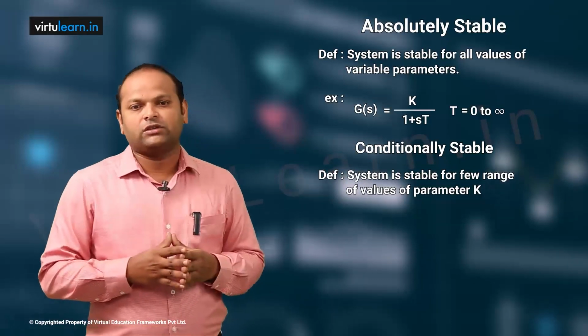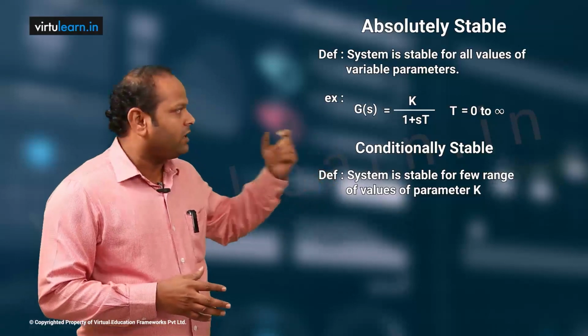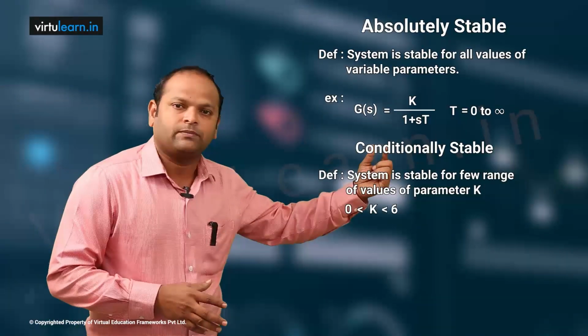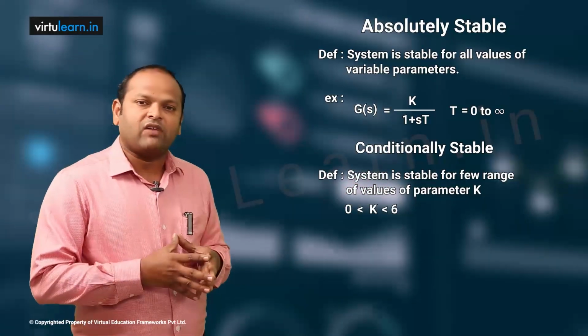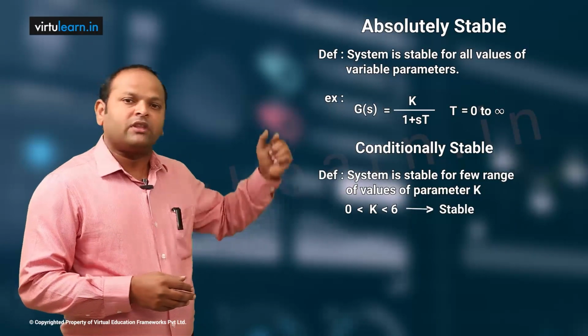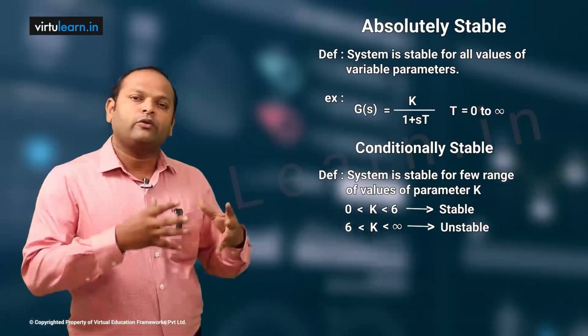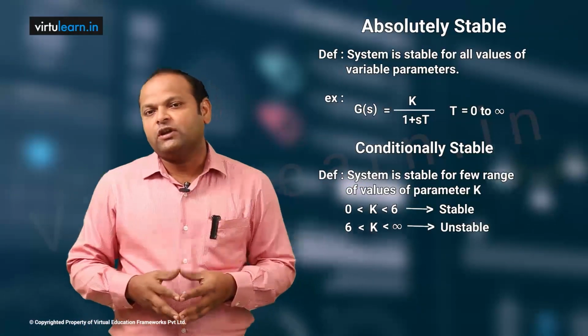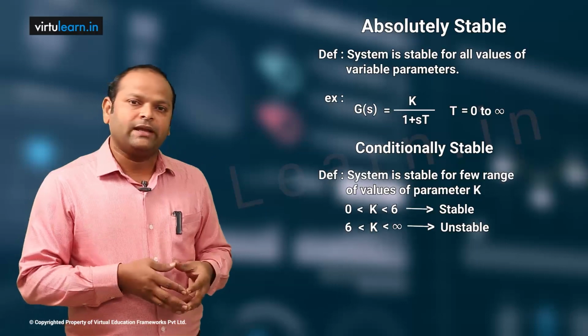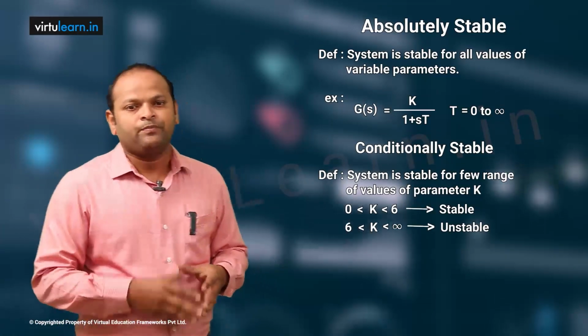A system is said to be conditionally stable if the system is stable for only a few ranges of k values. For example, let us say k is stable between 0 and 6. If the k value varies from 0 to 6, then the system is stable. If it is beyond 6, then the system is unstable. So whenever you impose some conditions on k for system stability, we can call it a conditionally stable system.